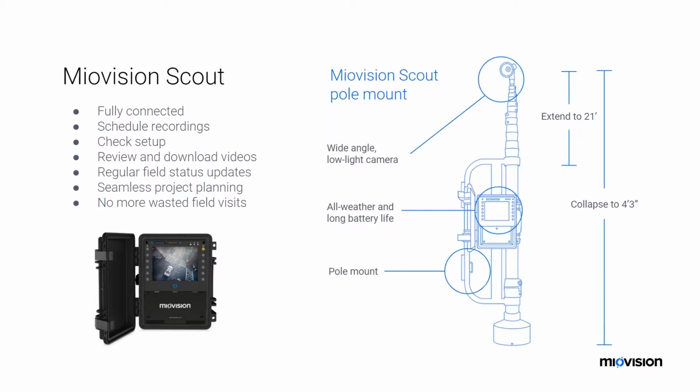The schematic drawing on the slide here shows Scout in its collapsed form, but the camera mast can extend upwards to about 21 feet with a wide-angle low-light camera attached to the top, which gives you a bird's eye view of the roadway or pathway which you wish to record. There's also a handy screen on the device so you can conduct camera checks on location to make sure that you're deployed correctly to get optimal results.